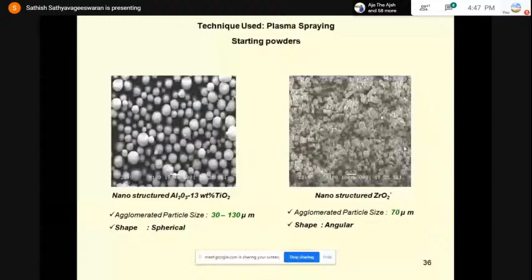So we have performed three different types of coating. As I said, we have preferred titanium 13 niobium 13 zirconium alloy as a substrate, that is the base metal.